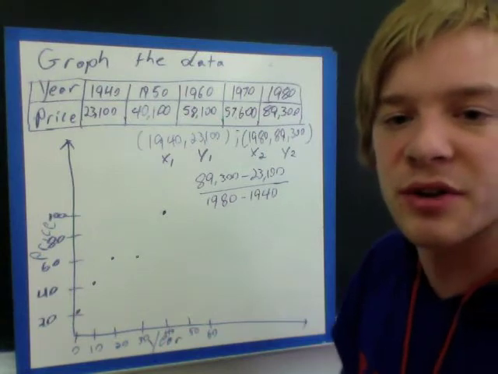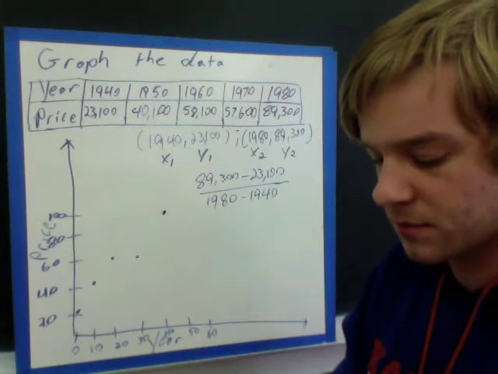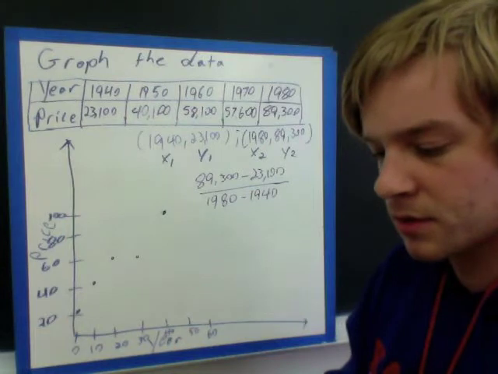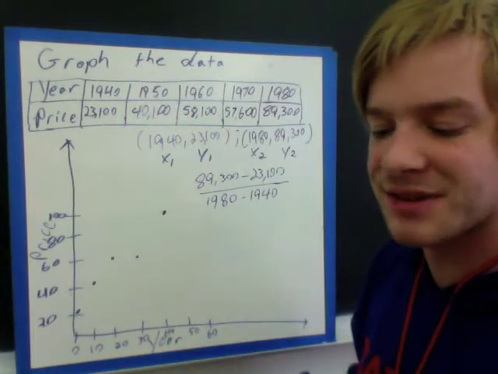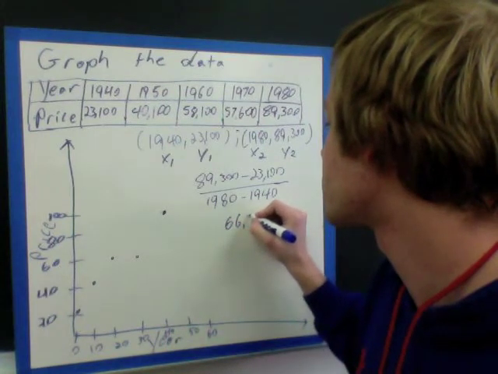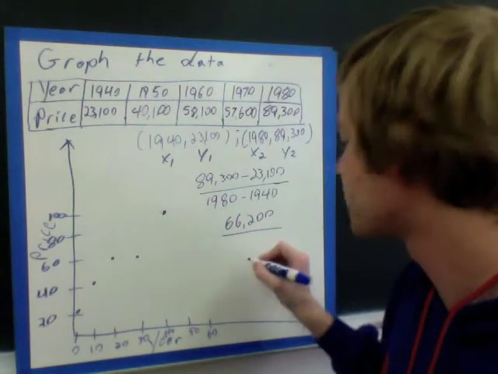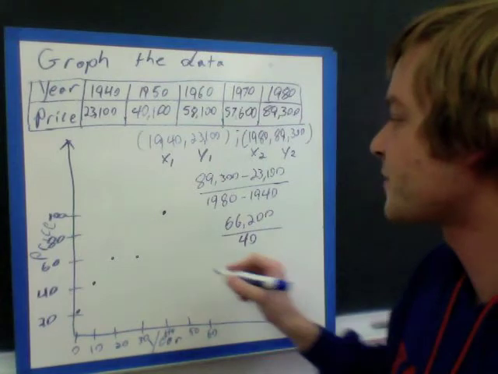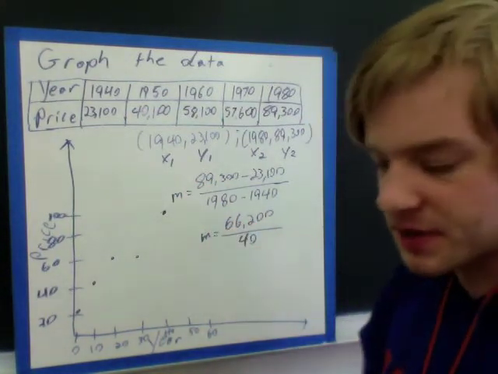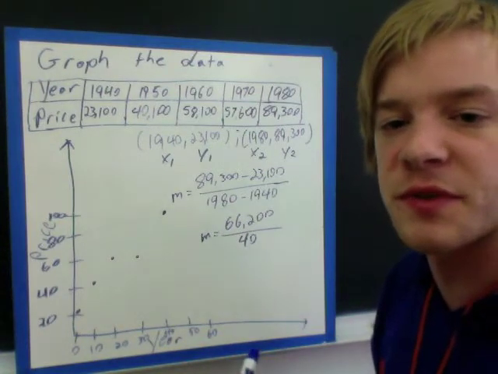So you may want a calculator for this part. You should get 66,200 for your numerator, and then 40 for your denominator. And if you divide this out, you get a slope of 1,655.